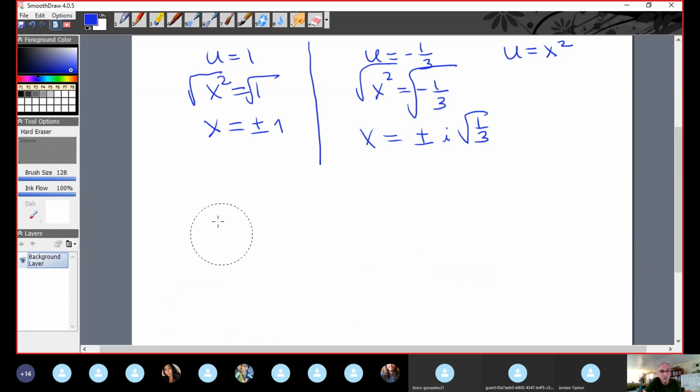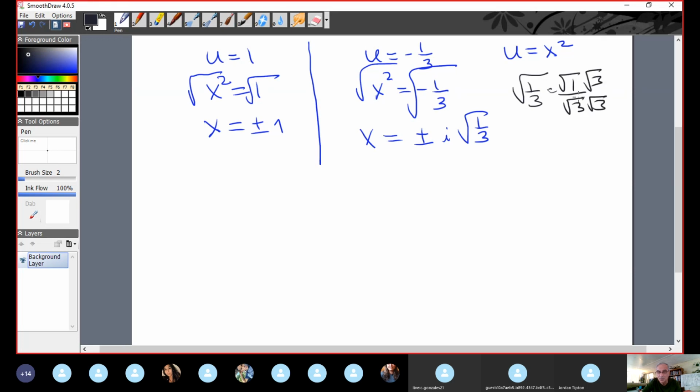Okay, rationalization is, for the students that don't remember rationalization very well, let me explain. Suppose the square root of 1/3 is the square root of 1 divided by the square root of 3, and you multiply top and bottom by the square root of 3, you have square root of 3 over 3, no?